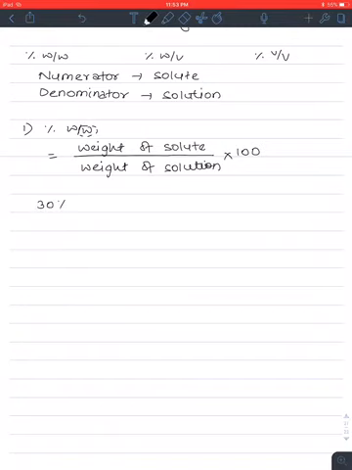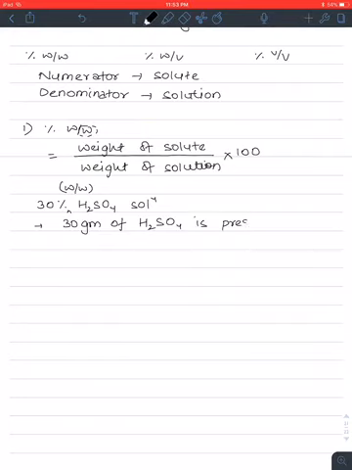Just suppose if I'm saying that I'm having 30% H2SO4 solution, or 30% weight by weight H2SO4 solution, so what does it mean? It means 30 gram of H2SO4. Whenever I'm talking about percentage, it is always in 100. So 30 gram of H2SO4 is present in 100 gram. Why we are taking gram?